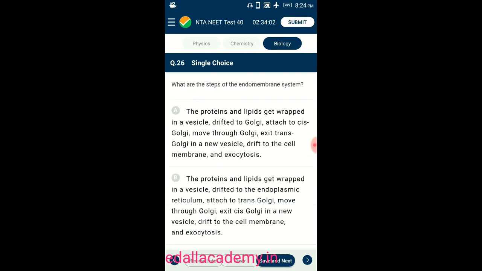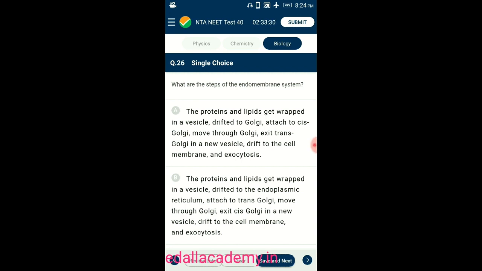Question number 26. What are the steps of the endomembrane system? Cellular organelles that depend on each other for formation and functioning are part of the endomembrane system. Organelles like the endoplasmic reticulum, Golgi body, lysosomes, and vacuole are part of the endomembrane system. Protein synthesis takes place on the rough endoplasmic reticulum. The endomembrane system performs its function through the following steps.